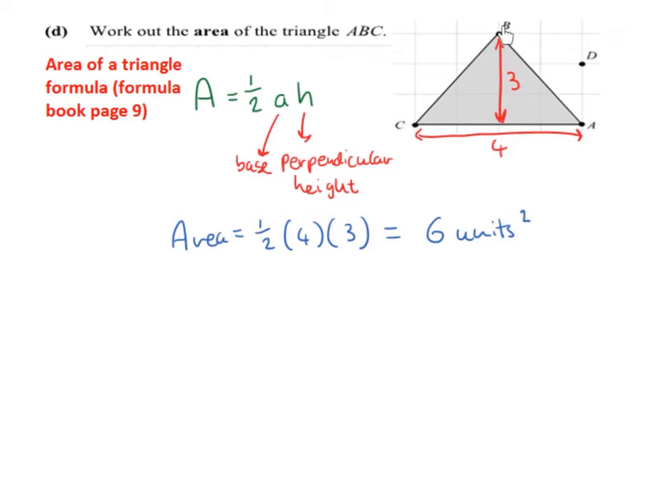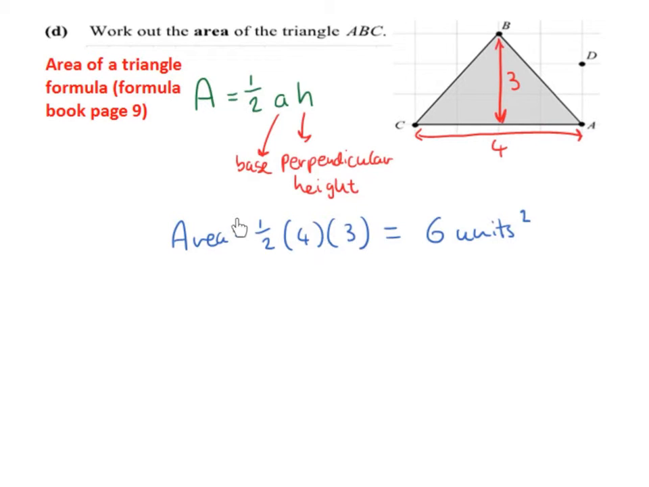We can see from here to here is a height of 3 units. So we've got 1, 2, 3 units. So we swap the H for 3, again with brackets around it. And brackets mean multiply. And 4 multiplied by 3 is 12. And half of 12 is 6. So you get 6 units squared. It has to be squared because it's area.